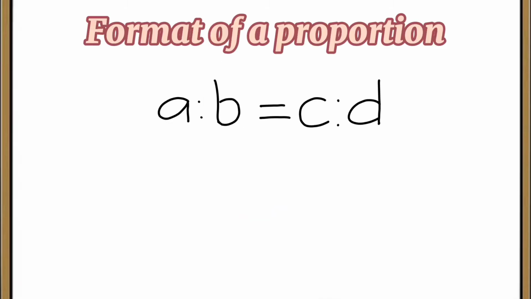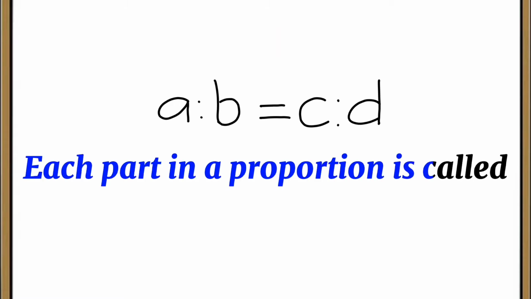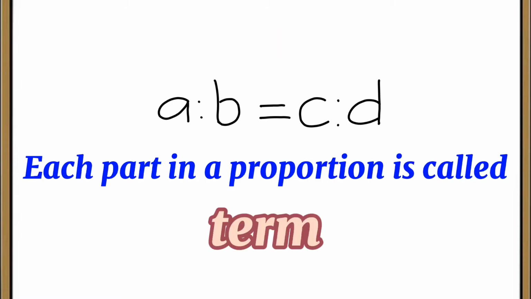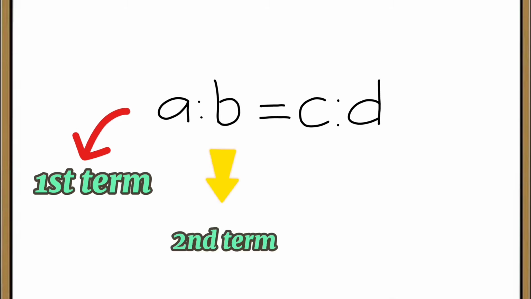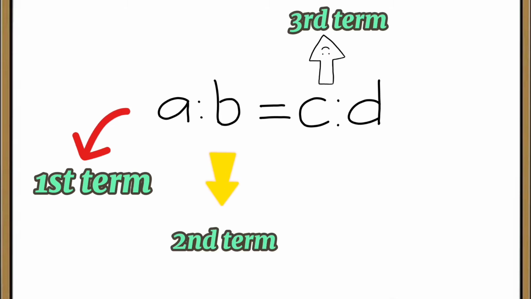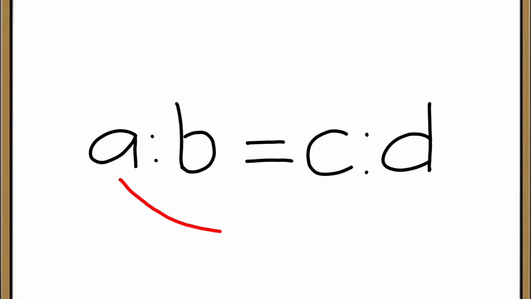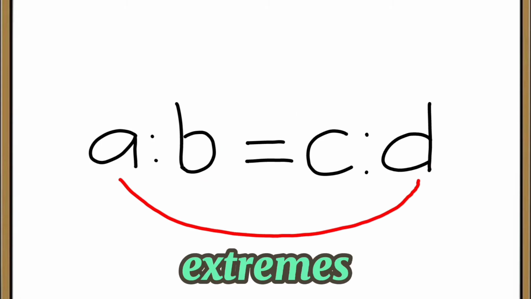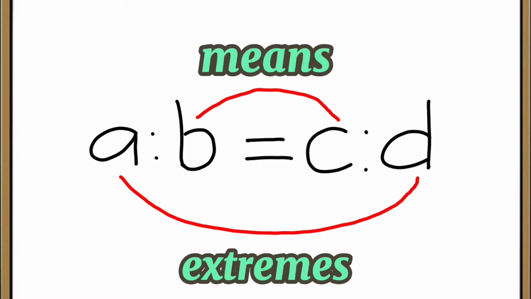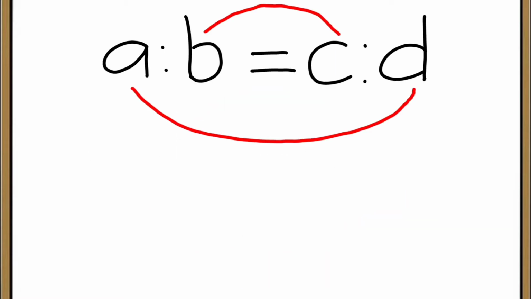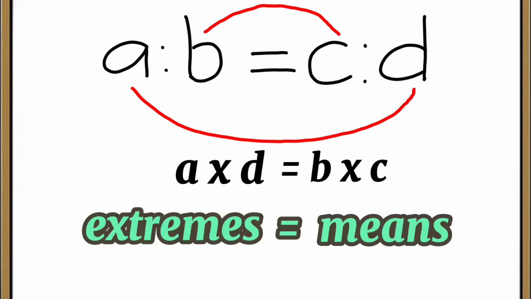The format of a proportion is A is to B equals C is to D. Each part in a proportion is called term. So we have the first term, second term, third term, and fourth term. The first and the last term are called extremes. And the second and third term are called means. In the proportion, the product of the extremes is equal to the product of the means.